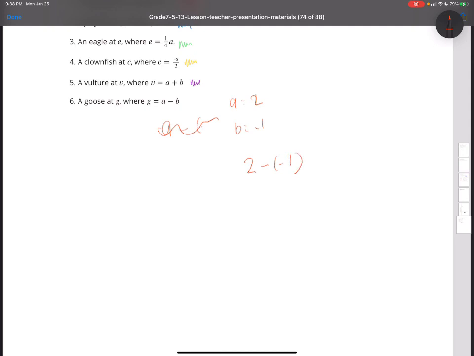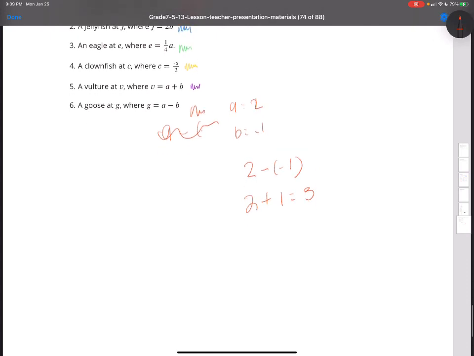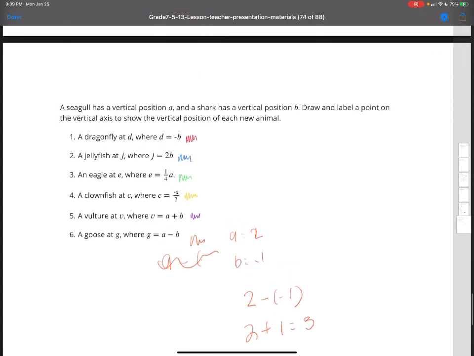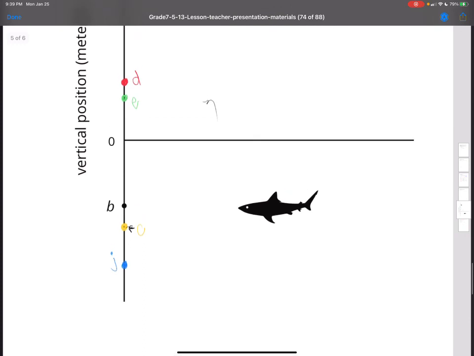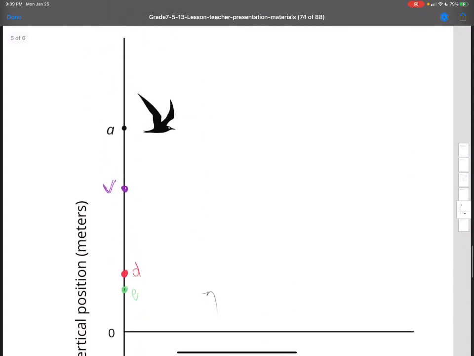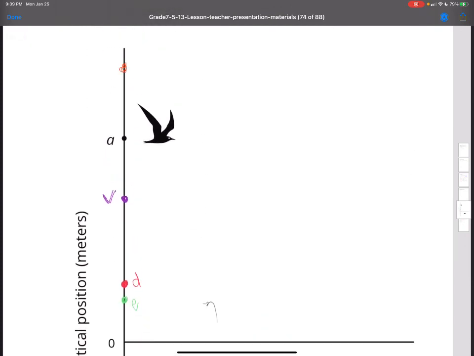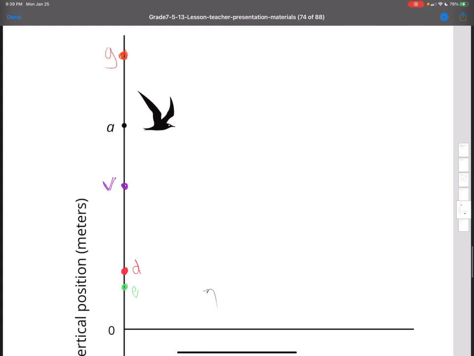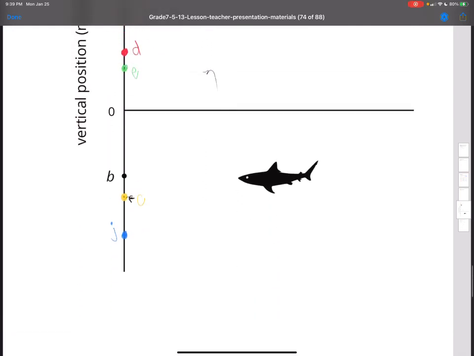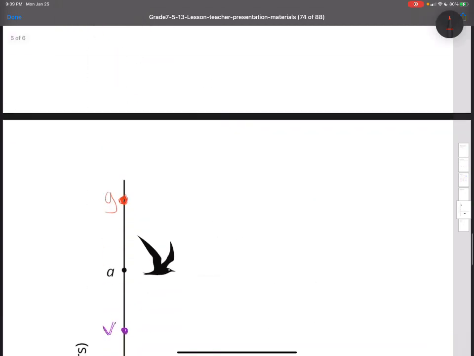Now I want to add them together because I need to apply the additive inverse, which is 2 plus 1, which would be 3. So actually, G is going to be greater than A, because we're taking away that negative number. So we're going to put G above A, because it would actually be greater. We have to add the value of B to A.